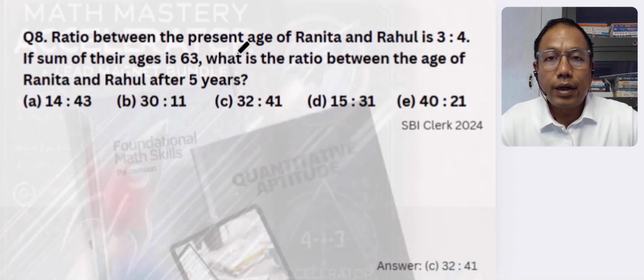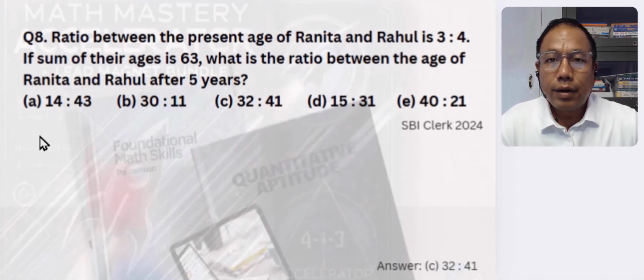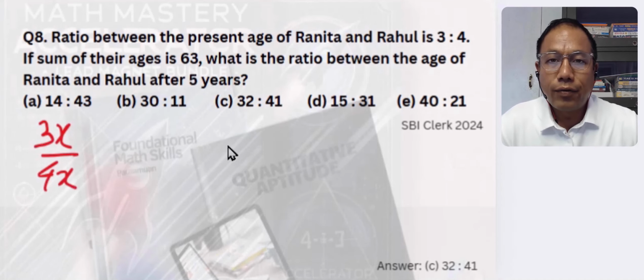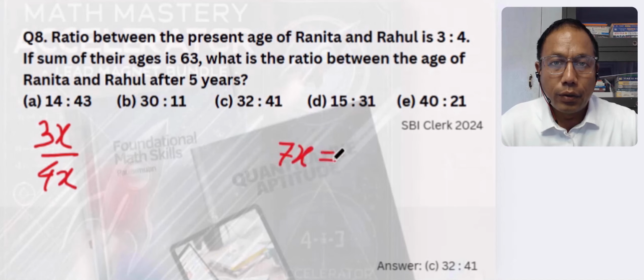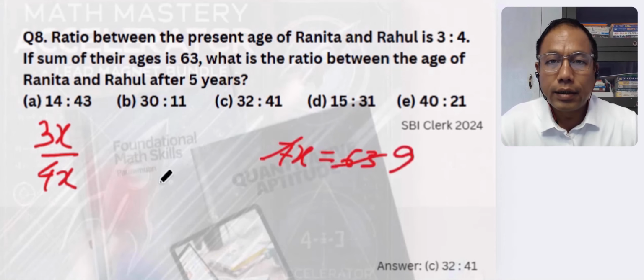The ratio between the present ages of Ranita and Rahul is 3:4. The present ages are 3x and 4x. The sum of their ages is 63. 3 plus 4 is 7x, which is equal to 63. 7 nines are 63. Here x is 9.